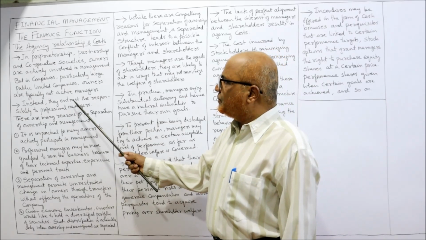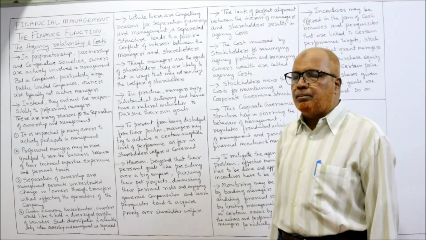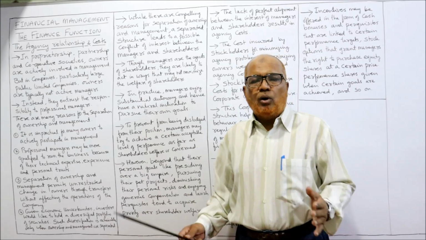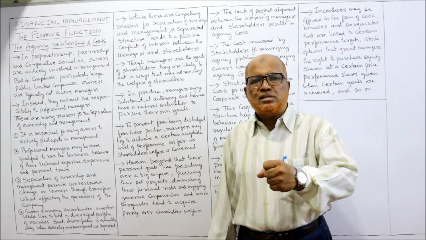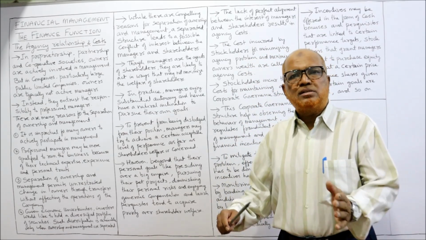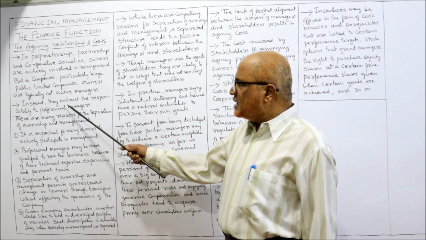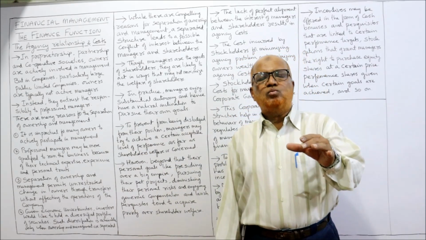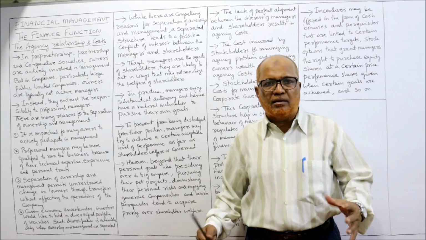In companies, particularly large public limited companies, owners are typically not actively managers. That means the owners will not take part in the conduct of the business. The owners cannot go and take the decision in the company. Owners are separate and management is separate. Instead they entrust the responsibility to professional managers. The owners will appoint professional managers or directors.